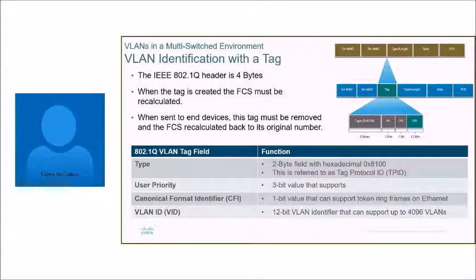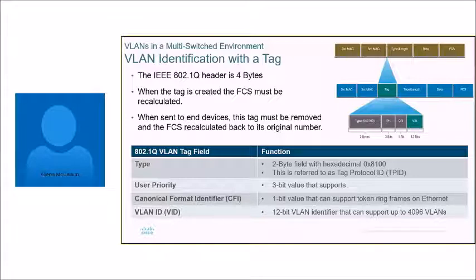Okay, so we spoke about trunk links and tagging, and here is a little more detail on that. The IEEE 802.1q header is 4 bytes. That's actually inserted between the source MAC address and the type length field in the Ethernet header. And then in that tag, you have several fields. When the tag is created, the frame check sequence must be recalculated. And when sent to end devices, this tag must be removed and the frame check sequence recalculated. And it should, of course, be the original frame check sequence.